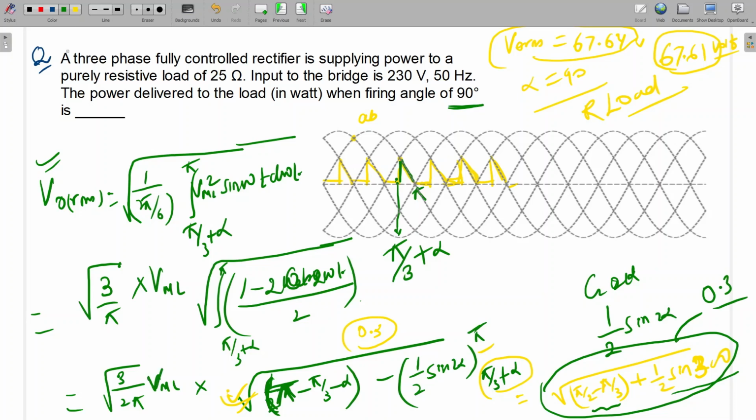What will be the VML? VML value will be 230 into, so see 230 here means 230 line to line. Okay. So 230 into root 2. This will be the line to line maximum value. So that we'll put here as VML. Is it clear? Can anyone reply?